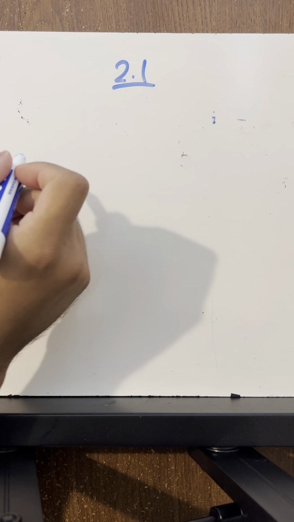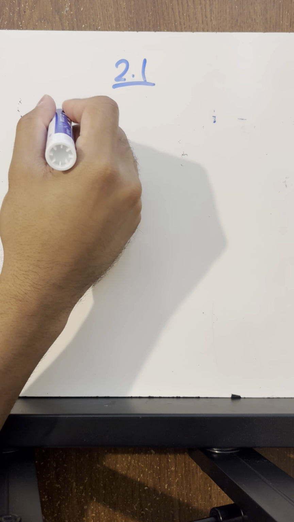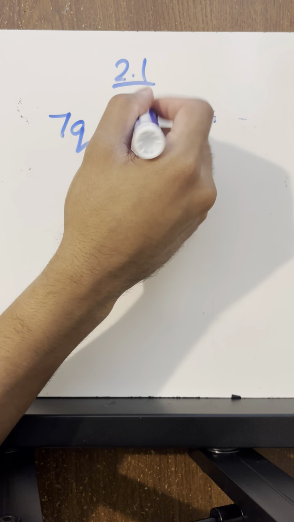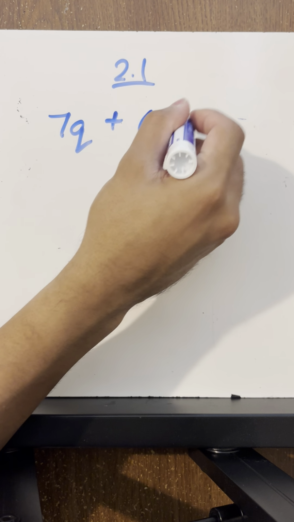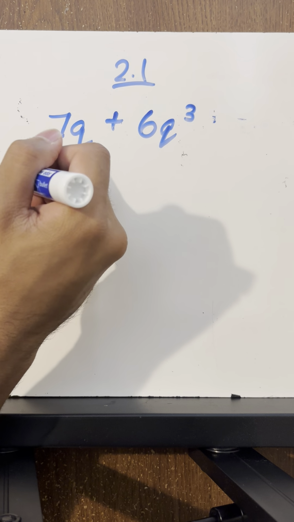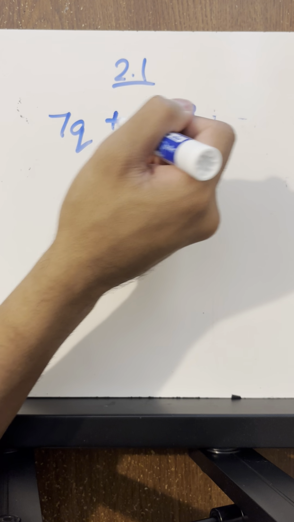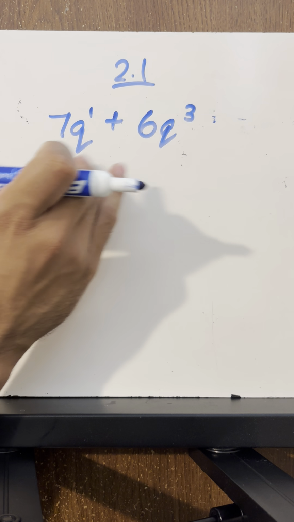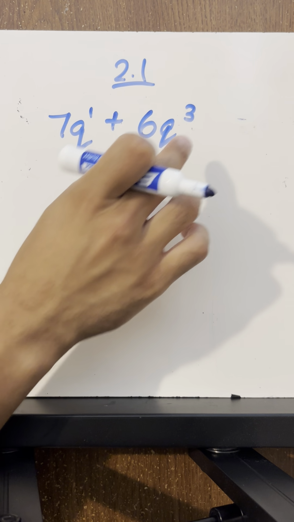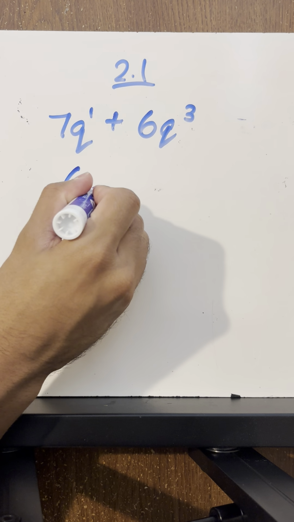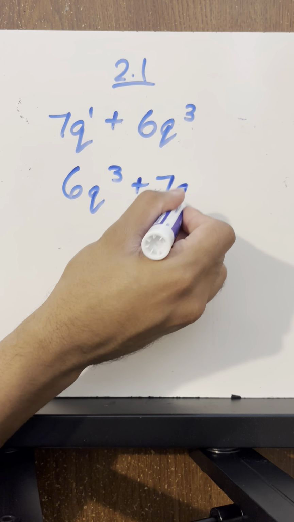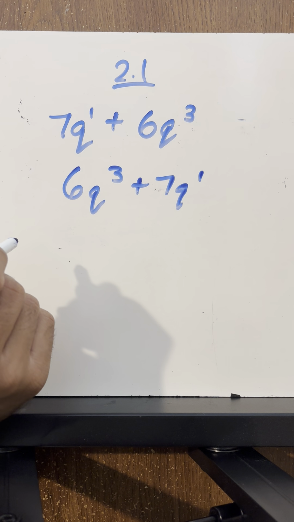All right, so let's say that we had 7q plus 6q to the third. Looking at the q's, which exponent is higher? This one has an exponent of 1. This one has an exponent of 3. So this one is higher, and we'll write that term first. So 6q to the third plus 7q to the 1.